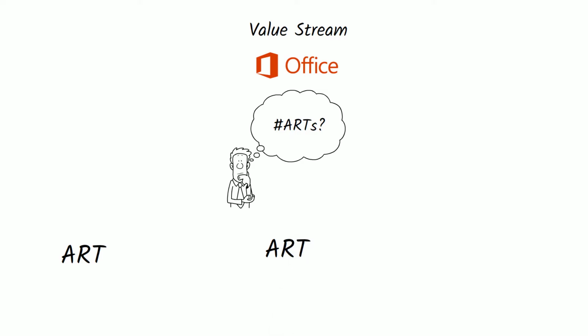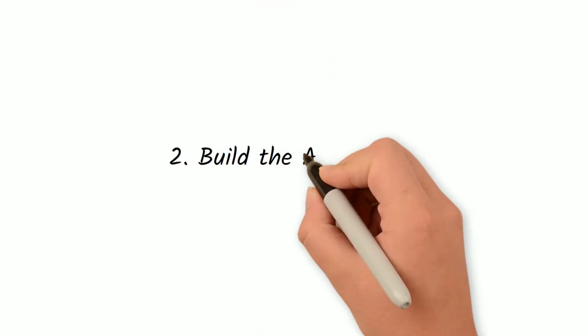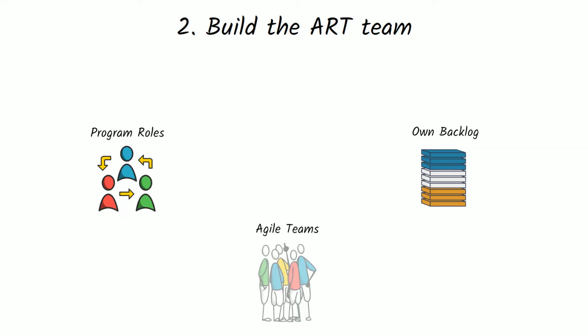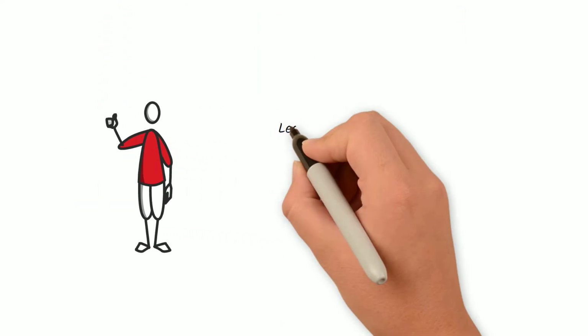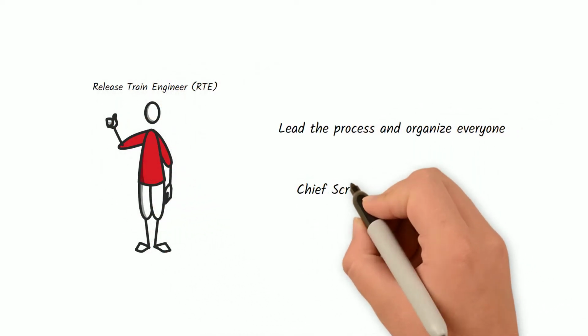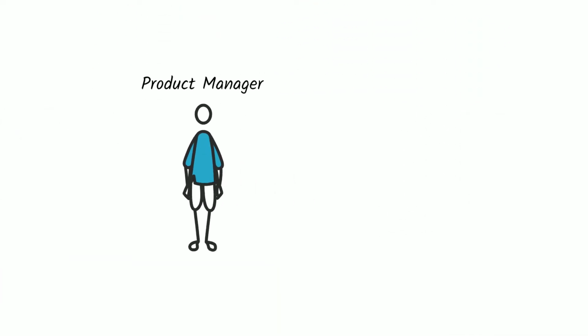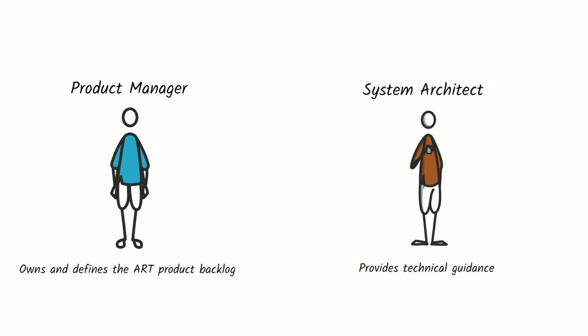If we use the example with Microsoft Office, we can have 3 ARTs, one for each product or service like Word, PowerPoint, Excel. In step 2, we build our ART team. Each ART can be looked at as its own program that has additional program roles, its own product backlog, and dedicated agile teams. At the program level, we will need someone that will lead the process and organize everyone. In SAFe, this role is called the Release Train Engineer, or RTE, which acts as a chief scrum master for the RT. We will also need a product manager that owns and defines the ART product backlog, and a system architect that provides technical guidance for the overall solution.